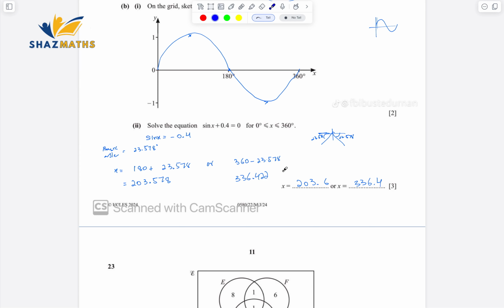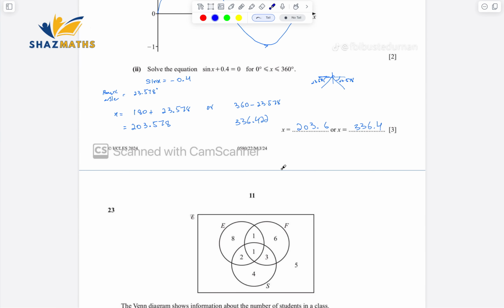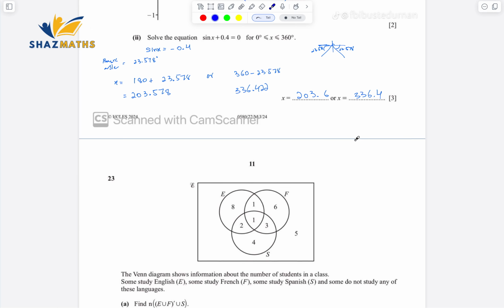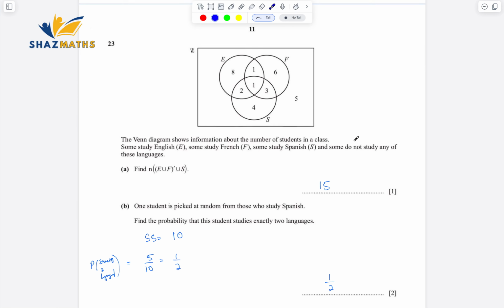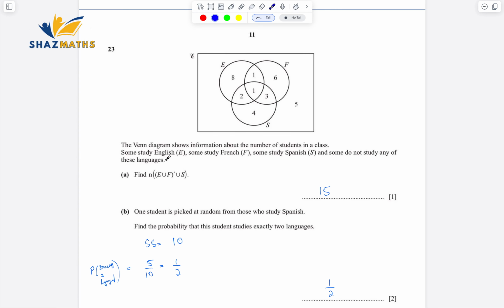Question number 23. The Venn diagram shows information about the number of students in the class who study English, French, Spanish, and do not study any of the languages. Find the number of students who study (English union French) complement union S. English union French means both of these, and the complement would be 4 and 5. Combined with S, 9 plus S, that means 9 and 3 is 12, 1 is 13, and 2 is 15.